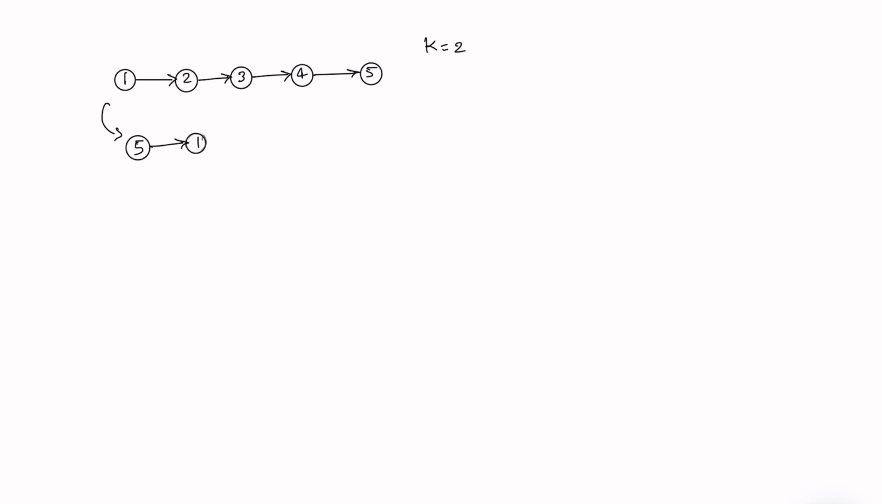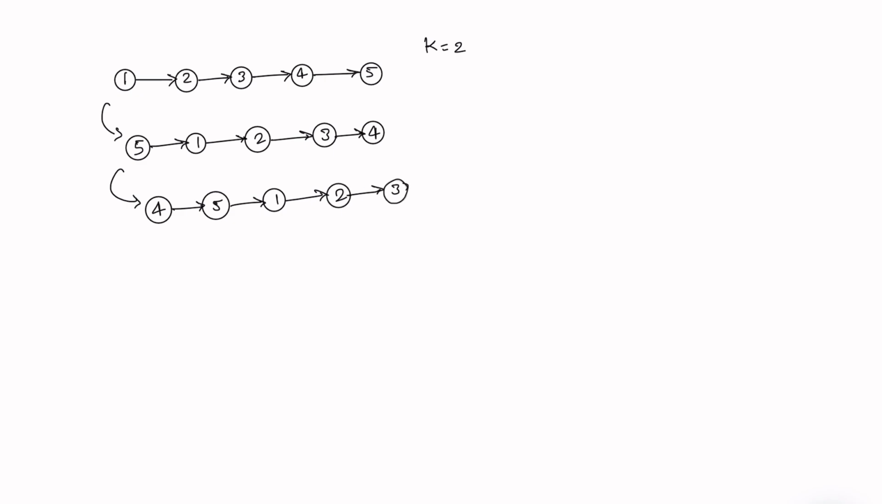then 1, then 2, then 3, and then 4. This is after the first rotation, and one more time it will be rotated, so 4 again will come to the first position. So 4, 5, 1, 2 and 3. So whatever is the value of k, that many times we have to rotate the linked list.